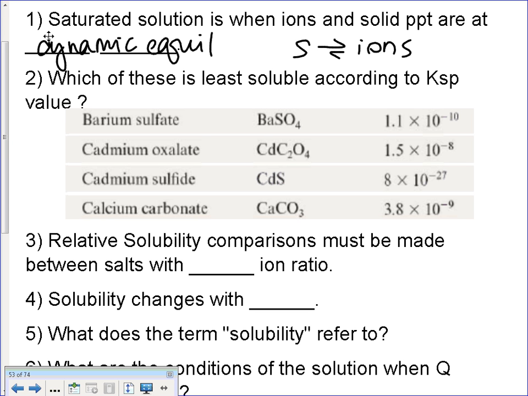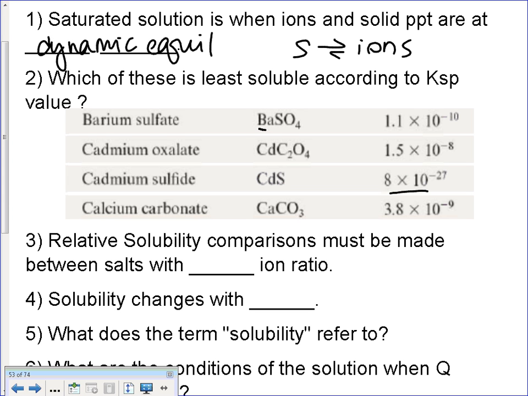So when you're looking at those values, and my board is really awful right now, which one of those is definitely the least soluble? Cadmium sulfide, why? Okay, so the smallest Ksp value. So why am I able to compare these? There's something specific about the four that I've selected. Yeah, like they have the same ion-to-ion ratio?